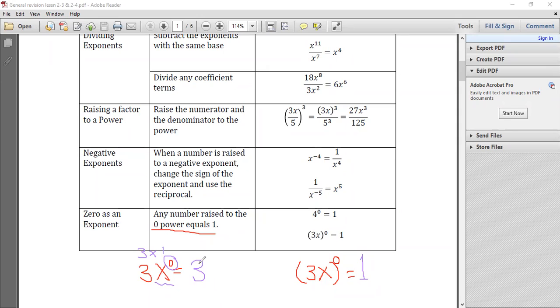Understood this point? Yes. Okay. Let me move to the next part.